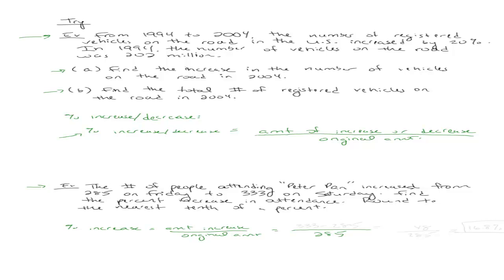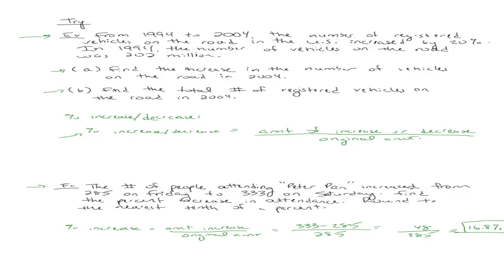Now my amount of increase, well, that's just how many more people there were on one day over the other. You go ahead and do that, and you're going to get 333 minus 285. So the amount of change was 48 people, over 285. So you can go ahead and do this long division, and you'll end up with 16.8%. So the percent increase is 16.8%. This is already rounded. I'll leave the math up to you.